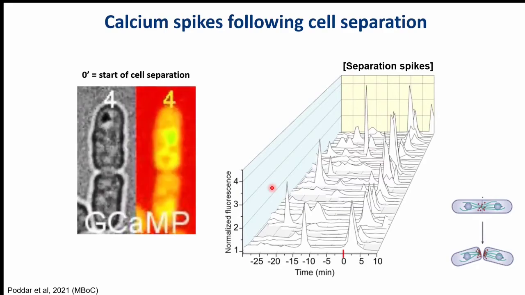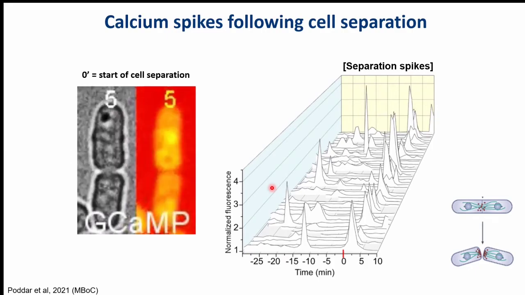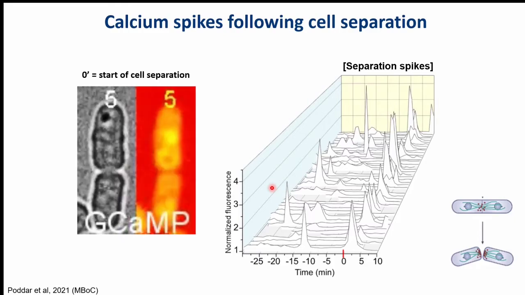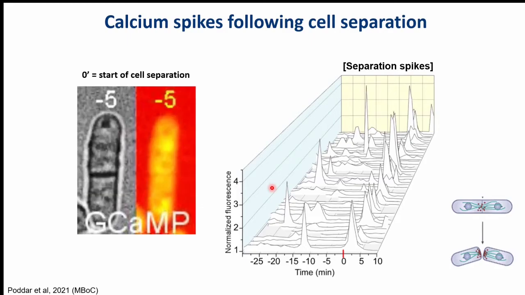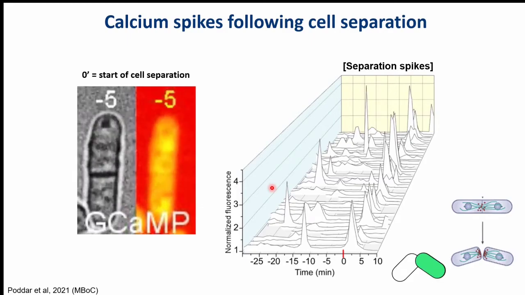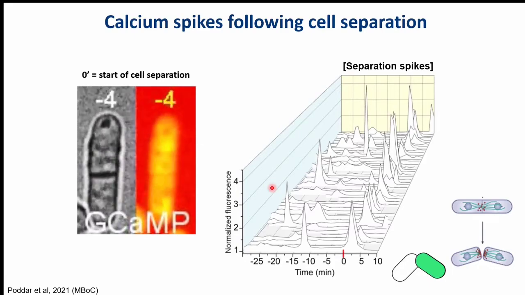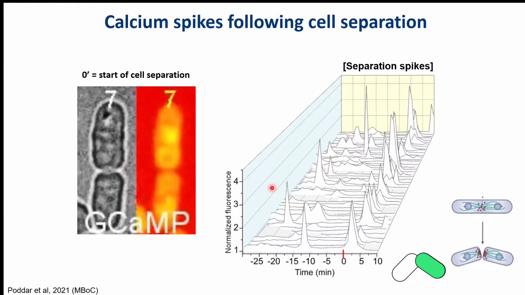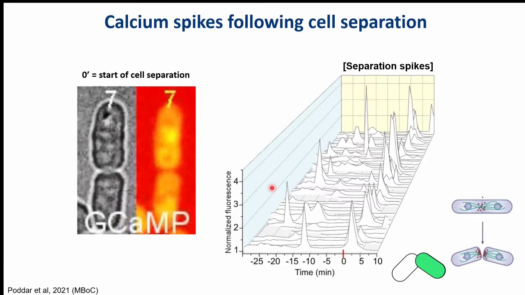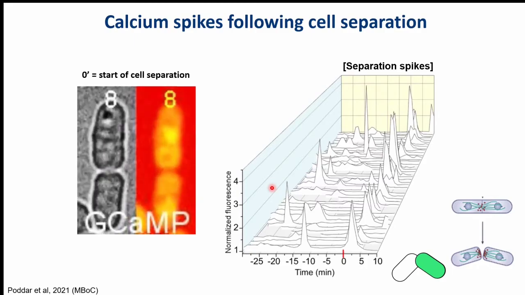Again, on the y-axis of the 3D line plot is the GCaMP fluorescence, which is calcium, and on the x-axis is the time before and after the cell separation. Time 0 is the start of cell separation. Again, we found increasing intracellular calcium spikes during cell separation. So till now, we have found 2 calcium spikes accompanied during the cytokinesis of fission yeast. We name this spike the separation spike. So the 2 calcium spikes found are the constriction spike and the separation spike.